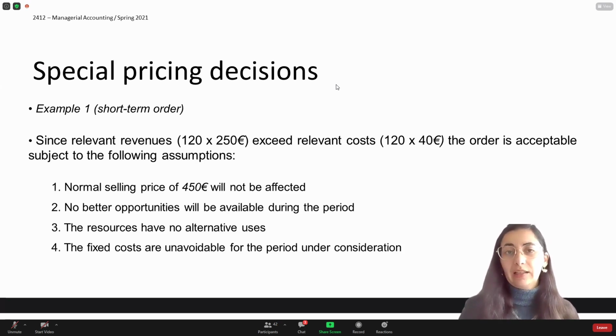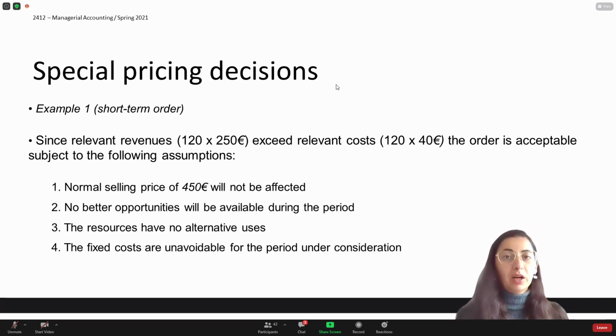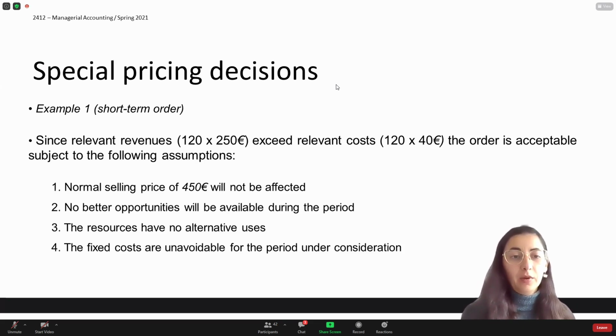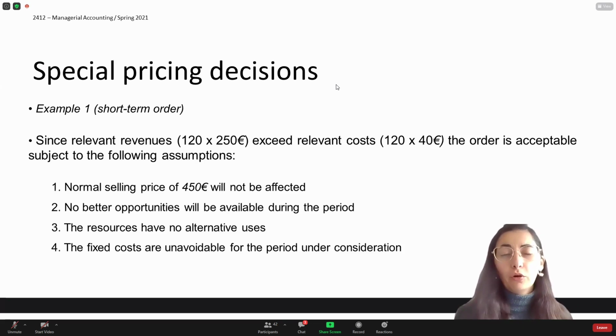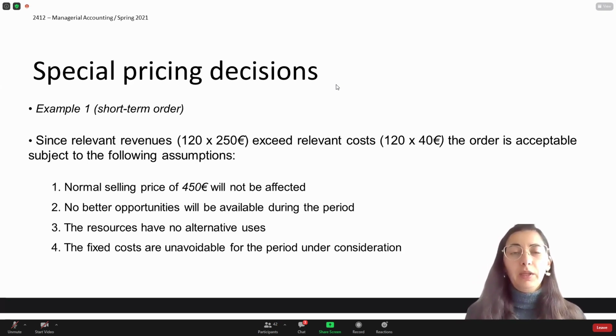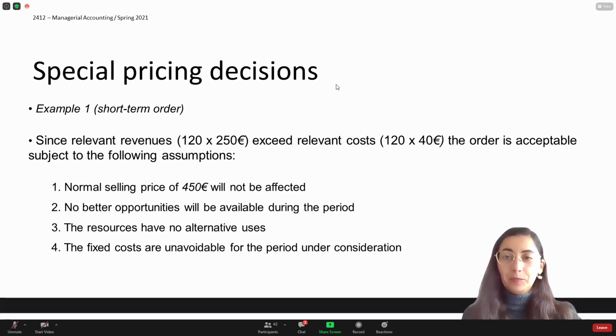And if we do not have any other better opportunities during that period, and if we cannot use the resources like the empty seats for something else, let's imagine instead of having people sitting there, we could ship cargo and have a better use of the space. And the fixed costs are unavoidable, meaning that we are going to fly to Macau no matter what. If the flight is full or not, we will fly, so we will incur the fixed costs, and therefore it's better to accept this special order.